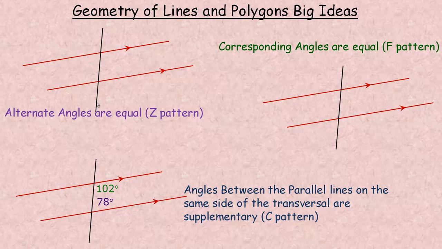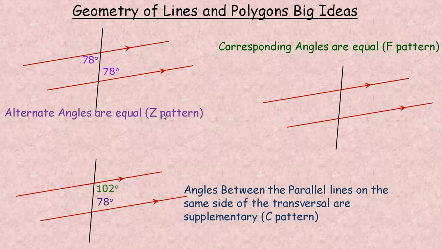This line that cuts through is called a transversal. That's the name of it. And so we're going to look at properties of angles when that cuts through. First of all, in this first one here, and this is just an example, these angles right here are the angles between the parallel lines and on the opposite side of the transversal. Those two angles would be equal.